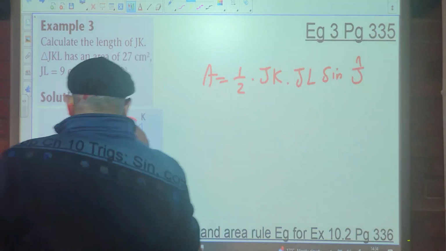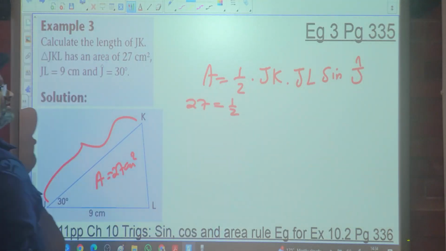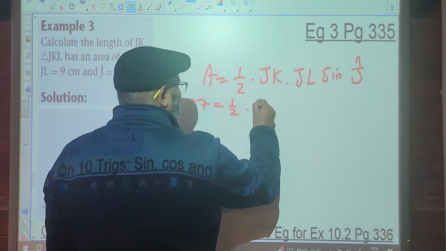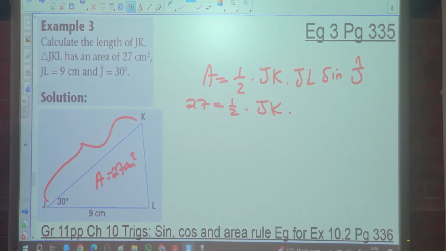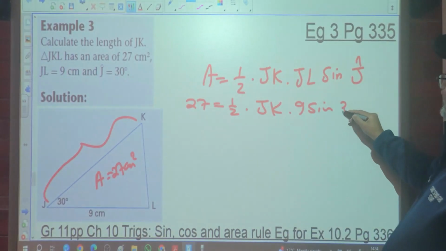Alright, what's the area of this triangle? 27. It's equal to a half. What's the length of JK? Unknown. I want to calculate JK. That's your x in this case. JL? 9. Sine of? 30 degrees.